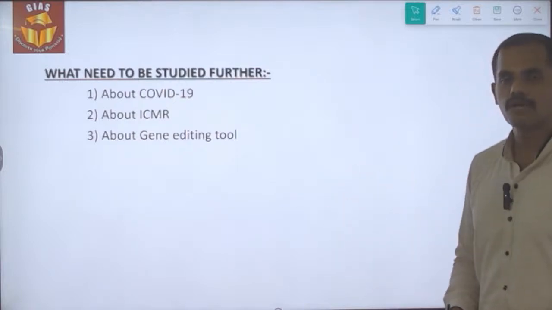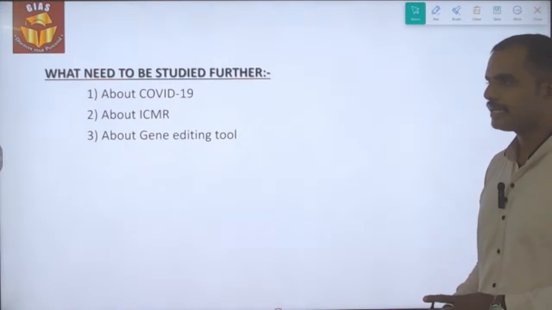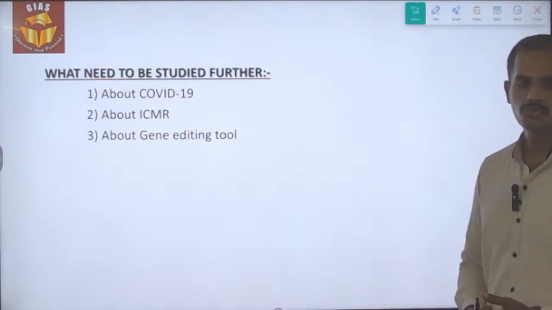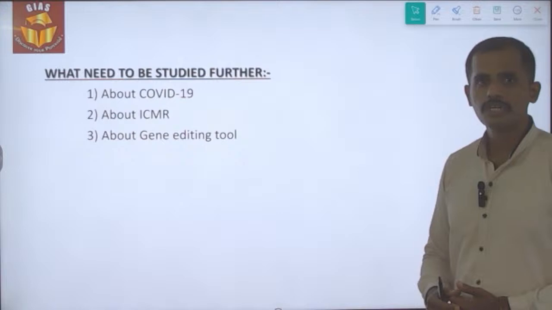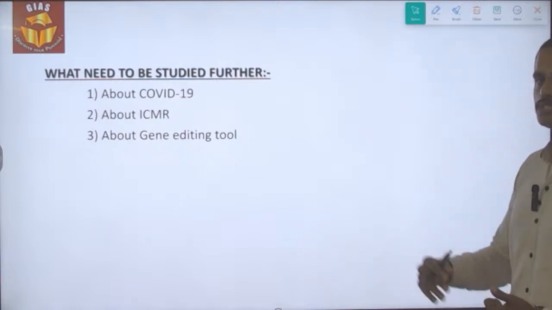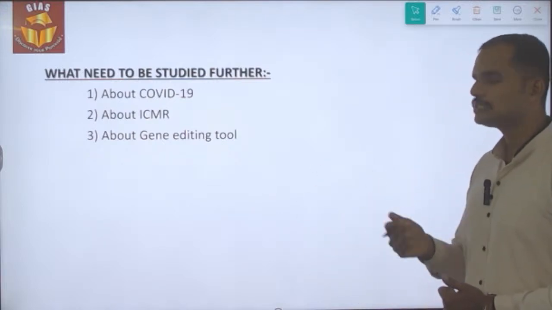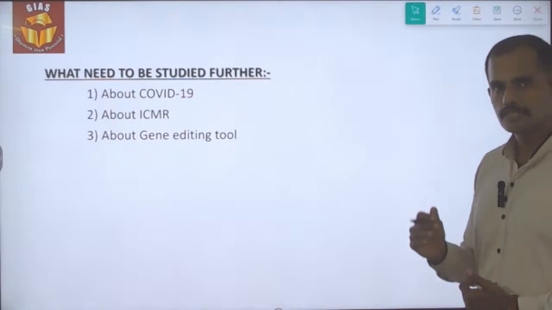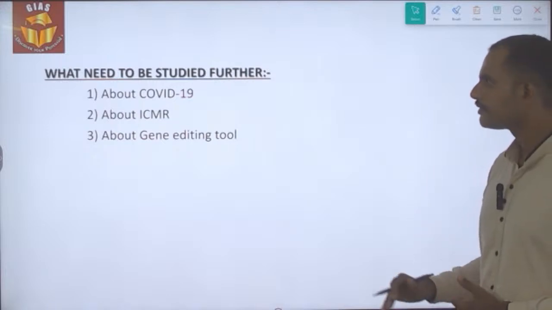Secondly, we should be aware of ICMR, its structure, function and mandate. Thirdly, the gene editing tools that have been introduced in recent times, most importantly in the UK. These are all the things we need to be further aware of, and with this we have reached the end of this topic.